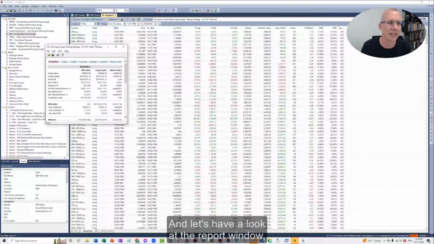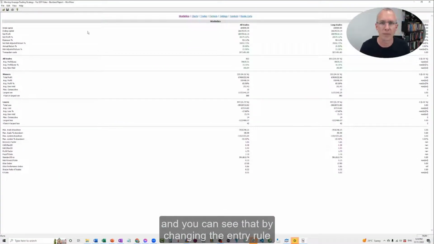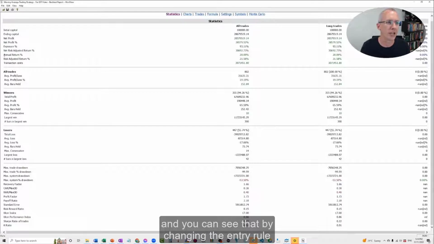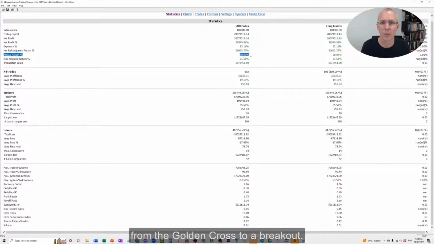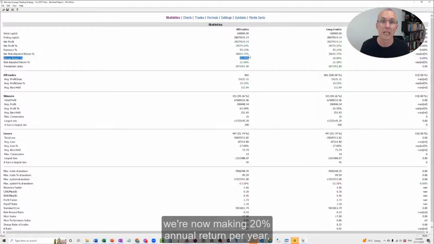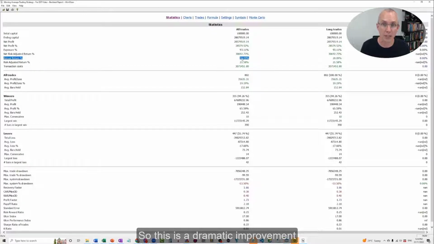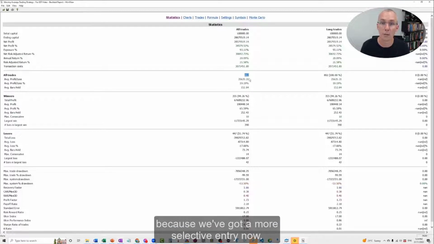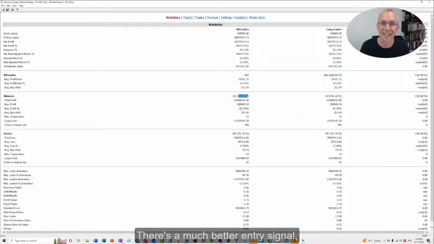And let's have a look at the report window. You can see that by changing the entry rule from the golden cross to a breakout, we're now making 20% annual return per year instead of just 9. So this is a dramatic improvement just by using a better entry trigger. You can see the number of trades dropped because we've got a more selective entry now. The percentage of winners is much higher at 44%. So there's a much better entry signal.